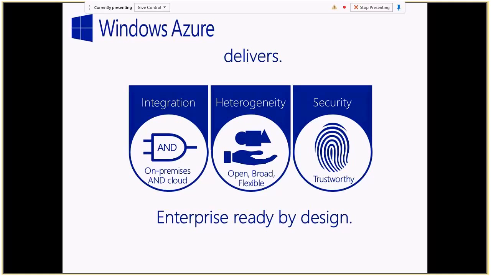So this really looks at how overall we have the integration. It's and, it's not or. We're very open and flexible, and we have the security. Those are the three things that organizations have asked for in order to feel comfortable moving applications or their data into Azure. We've met those, and we've designed Azure to ensure that, whether it's Azure, Office 365, or CRM Online, all of those features when you look at the cloud have been designed that way on purpose.